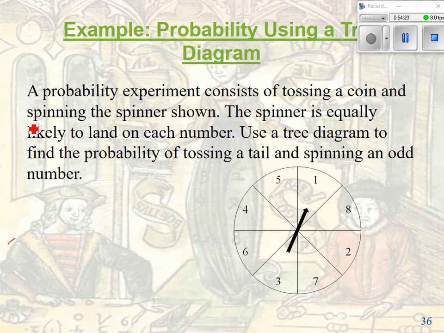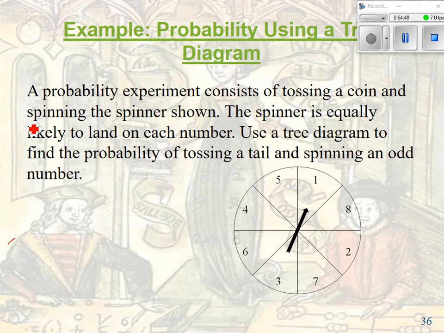Probability experiment consists of tossing a coin and spinning the spinner shown. The spinner is equally likely to land on each number. Sorry, Malachi, I didn't hear you. It's nice of you to be polite and not real loud. Use a tree diagram to find the probability of tossing a tail and spinning an odd number.